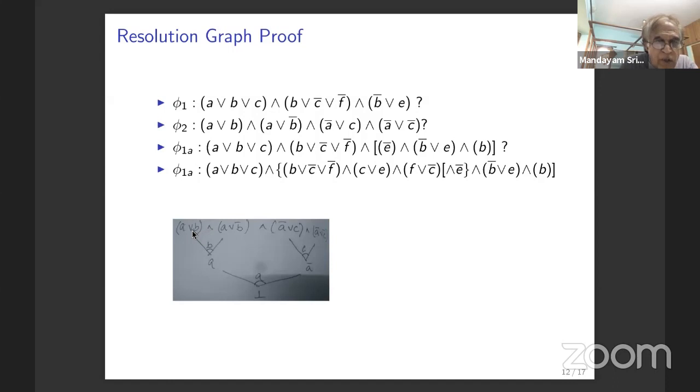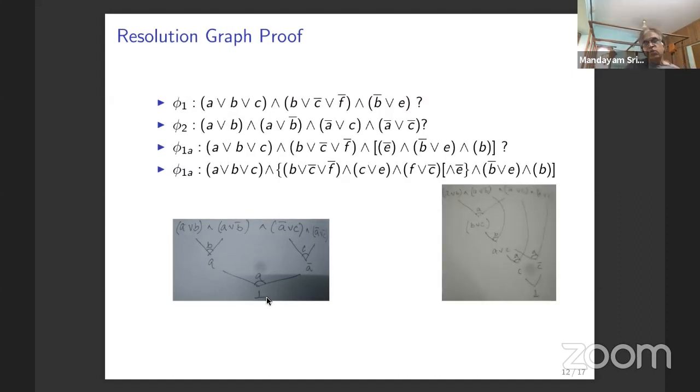So you're resolving the first two clauses on the variable b to derive a, right? If you resolve on b, which appears in opposite polarity, and take the union of the remaining literals, you get a. Similarly, if you resolve on c the other two clauses, you get a bar, and thereby you're deriving a contradiction. So this is what is called a proof as per resolution.